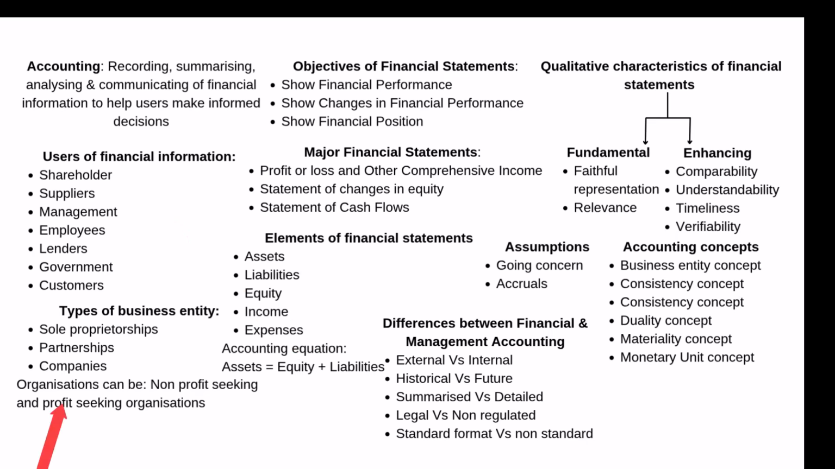The types of entities that we will normally account for will be either non-profit seeking organizations or profit-seeking organizations. Most of the discussions we'll have in the course are on profit-seeking organizations. There are 3 categories of profit-seeking organizations that will be relevant to this discussion. The first one is sole proprietors. A sole proprietorship is a business owned by one person. This person may employ other people to help them run the business.